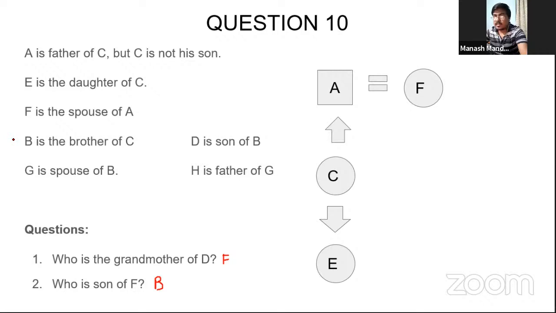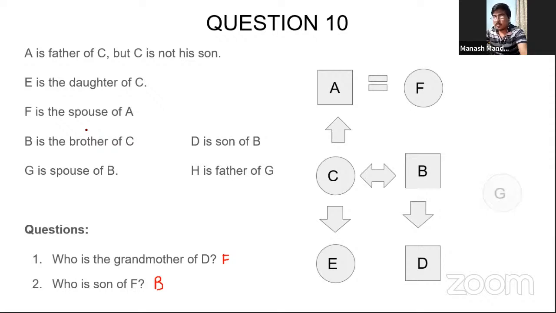The next one is B is the brother of C. Okay, so this is C and B is the brother of C. D is the son of B. Okay, where is B? So this is B and D is the son of B. So next generation. Now these two are brother and sister. Okay, these two are married to each other. Sorry, these two are brother and sister, and these two are cousins.